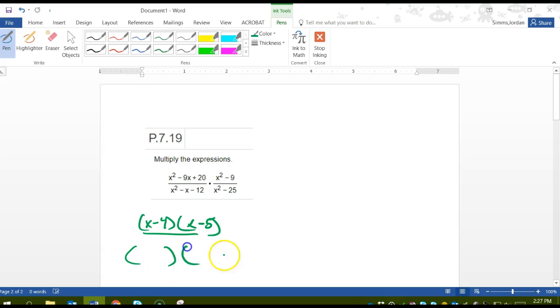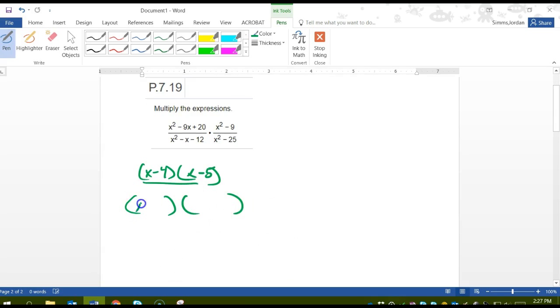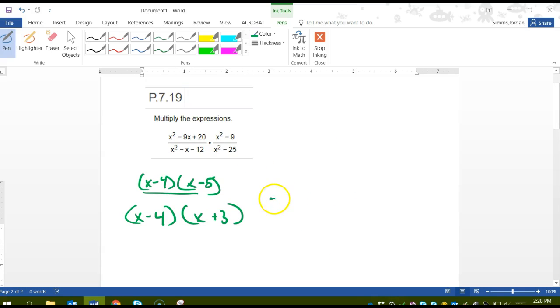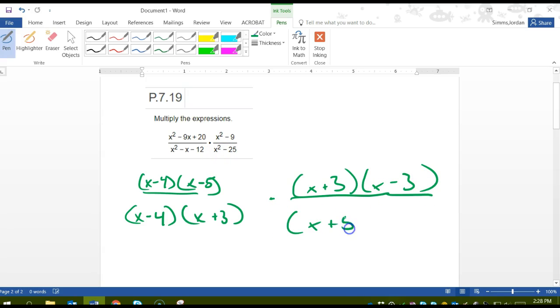Downstairs, we'll factor this trinomial as well. I'm going to go x and x. Now that's going to be negative 4 and positive 3. I'm going to write this over here. Over here, difference of squares, so x plus 3, x minus 3 over here. And then down here, difference of squares again, x plus 5, x minus 5. So I hope that's okay.